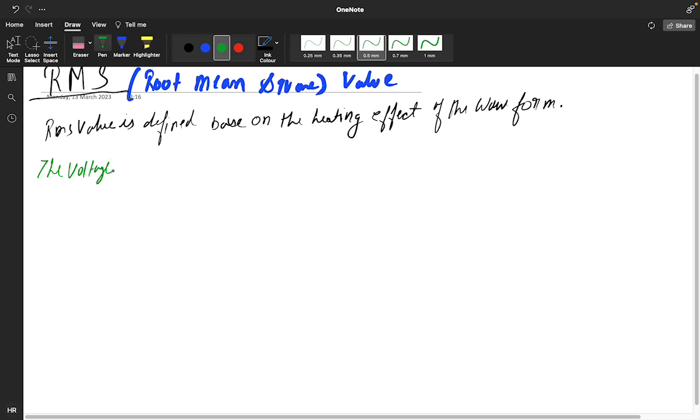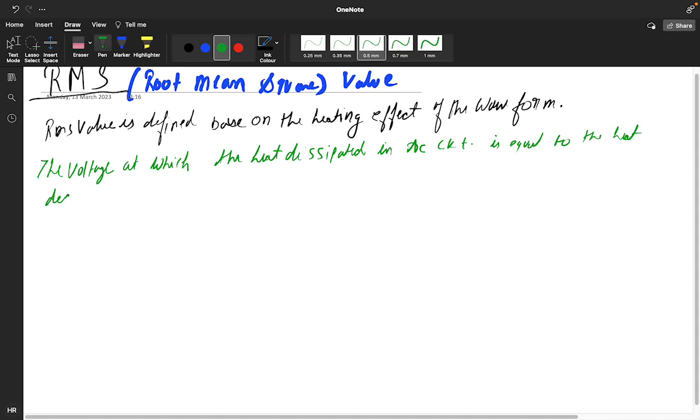The voltage at which the heat dissipated in an AC circuit is equal to the heat dissipated in a DC circuit. So this is a very important question. At what voltage the heat dissipated in an AC circuit will be equal to the heat dissipated in the DC circuit, that is nothing but the RMS value. Okay, so it's called the RMS value.